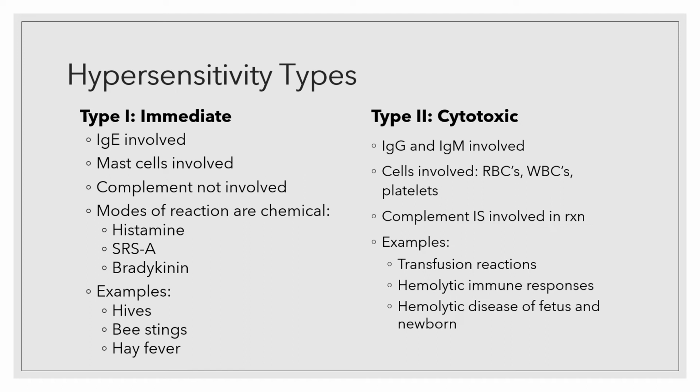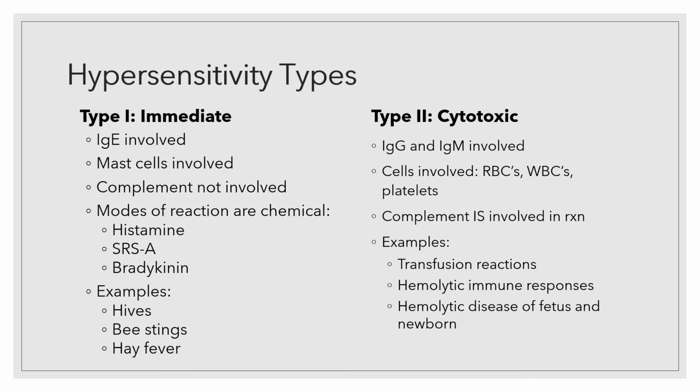These are all types of immediate hypersensitivity reactions. In type 2 hypersensitivity, we've got cytotoxic hypersensitivity, where IgG and IgM are both involved. And this is classified by the interaction of IgG and IgM to cell-bound antigen. Red cells, white cells, and platelets are involved.